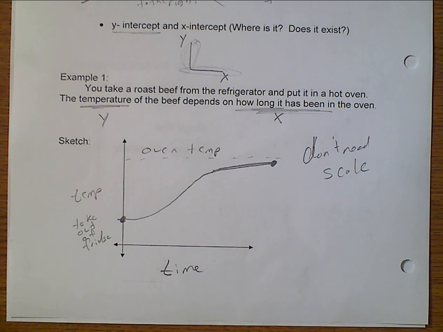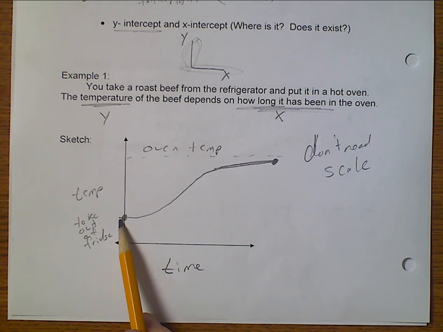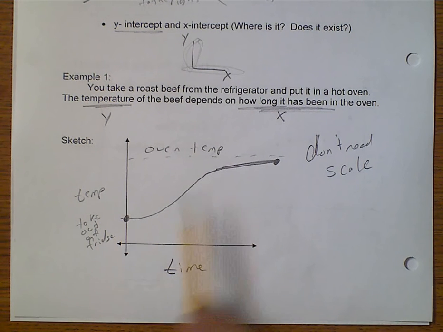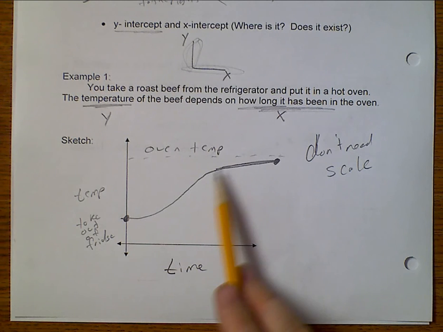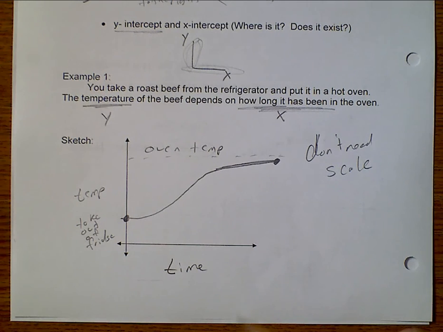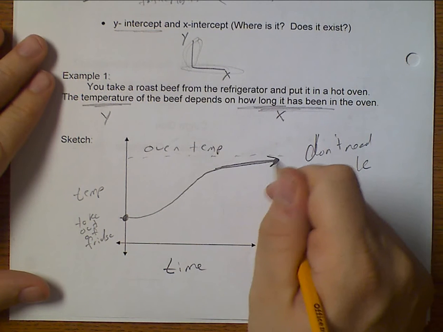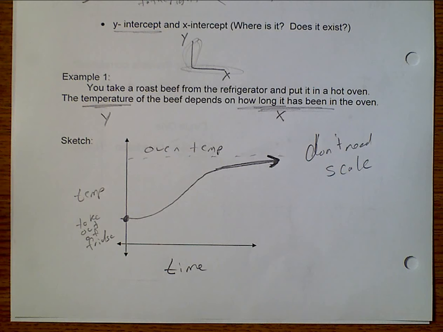Now, temperature of the fridge is here. Temperature of the oven is here. And my roast will warm up until it hits the temperature of the oven. And then I'm going to take it out. Actually, this could go on forever because we don't know when we're going to take it out. Let's go ahead and take a look at another example.